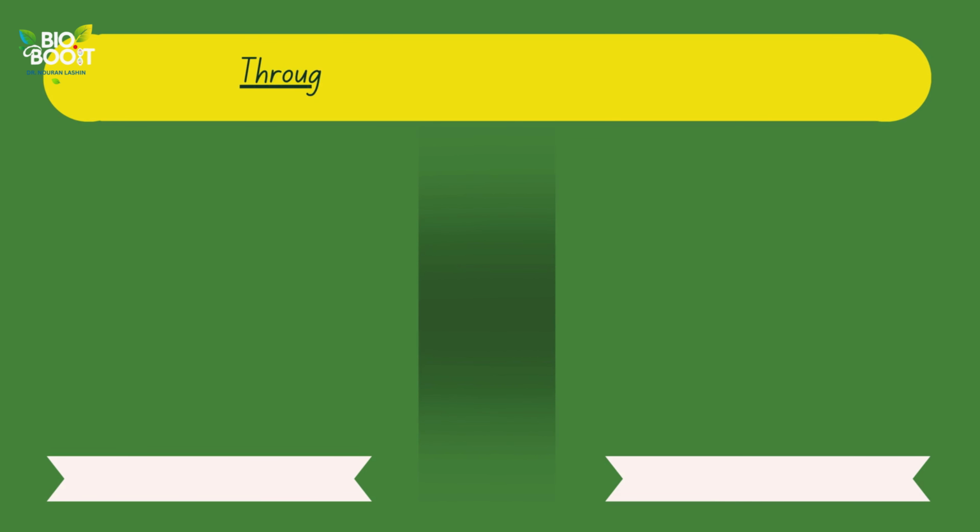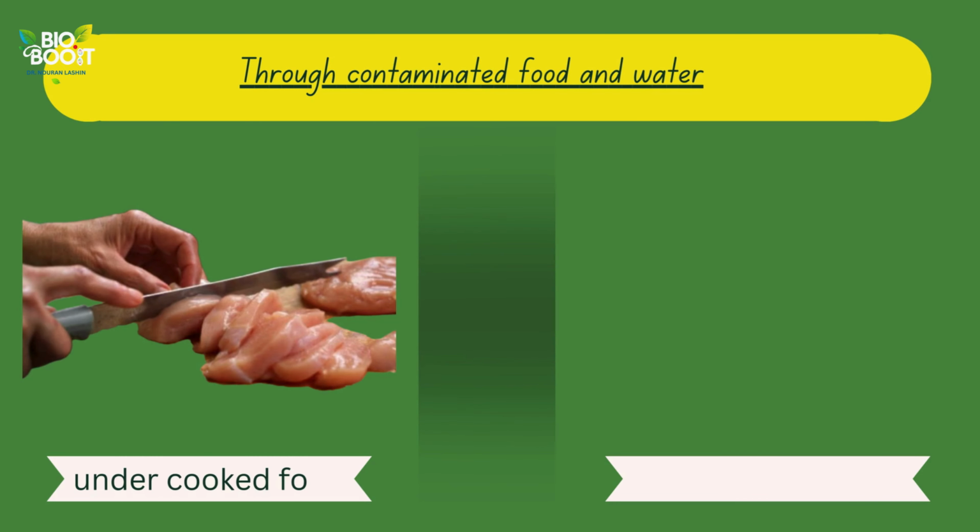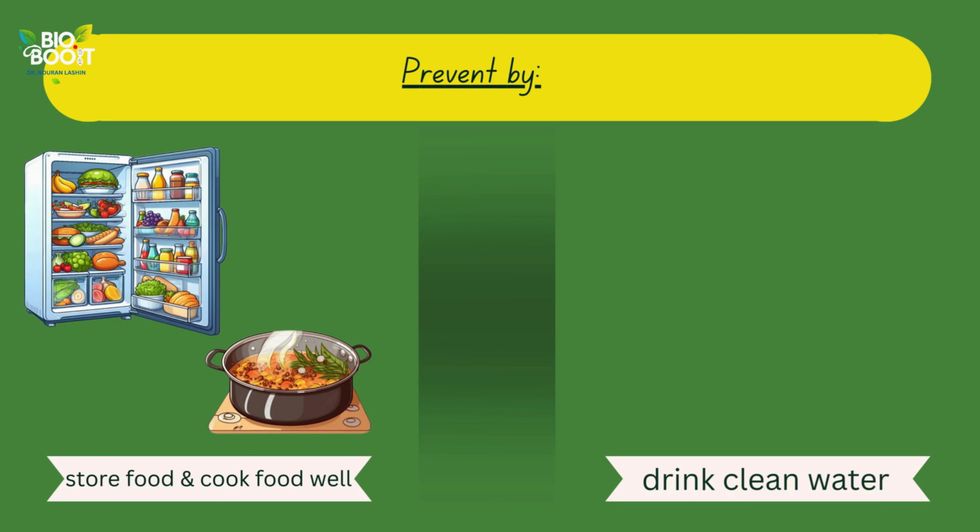Contaminated food and water. Eating undercooked food, especially meat, or drinking dirty water that has been contaminated with a virus. Prevention is simple. Store and cook food well. Make sure your food is properly prepared. Always drink clean, safe water.